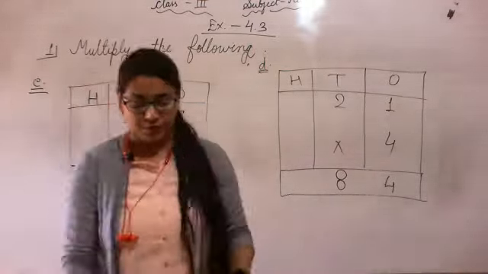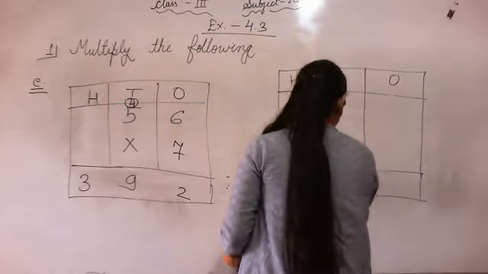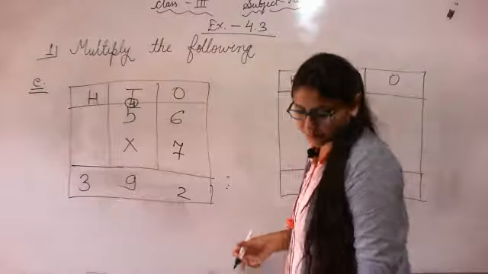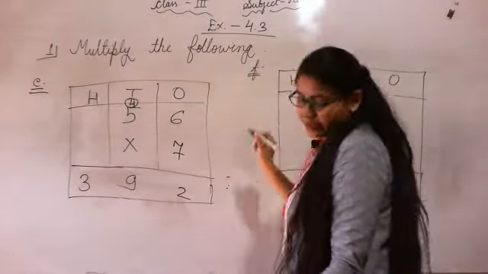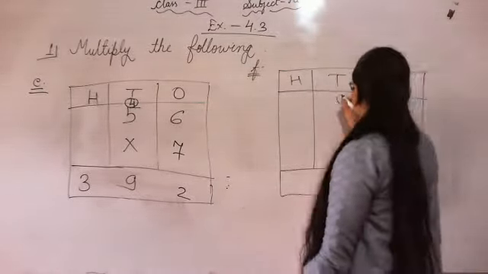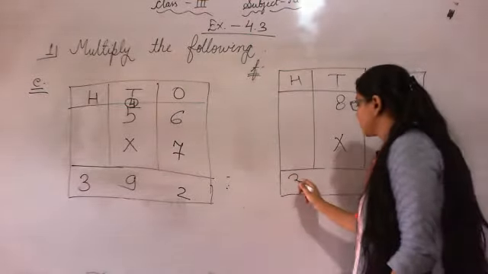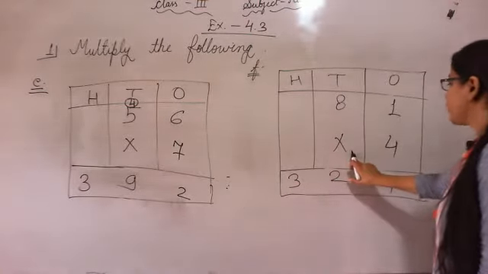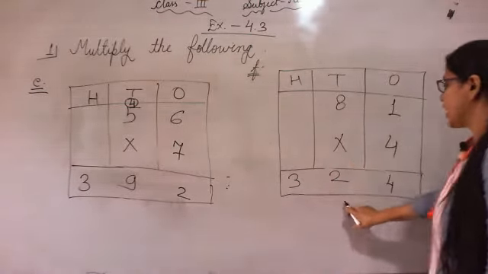Now the next question, part F. Part F is 81 into 4. So 4 into 1, 4 ones are 4, so we will write 4. Now 4 into 8, 4 eights are 32. So we will write 32. So 81 into 4 is equal to 324. So note this down too, dear students.